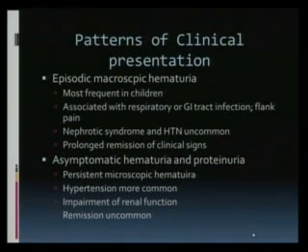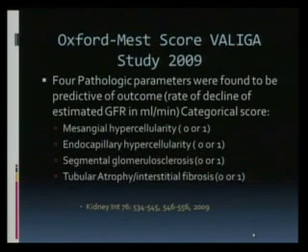The episodic macroscopic hematuria is most frequently in children, associated, like I said before, with upper respiratory tract infection or GI infection. You can have nephrotic syndrome or hypertension, which is usually uncommon. Then you have the asymptomatic hematuria and proteinuria patients, patients who have persistent microscopic hematuria, hypertension, impairment of renal function, and so forth. And I'll tell you why that's important.